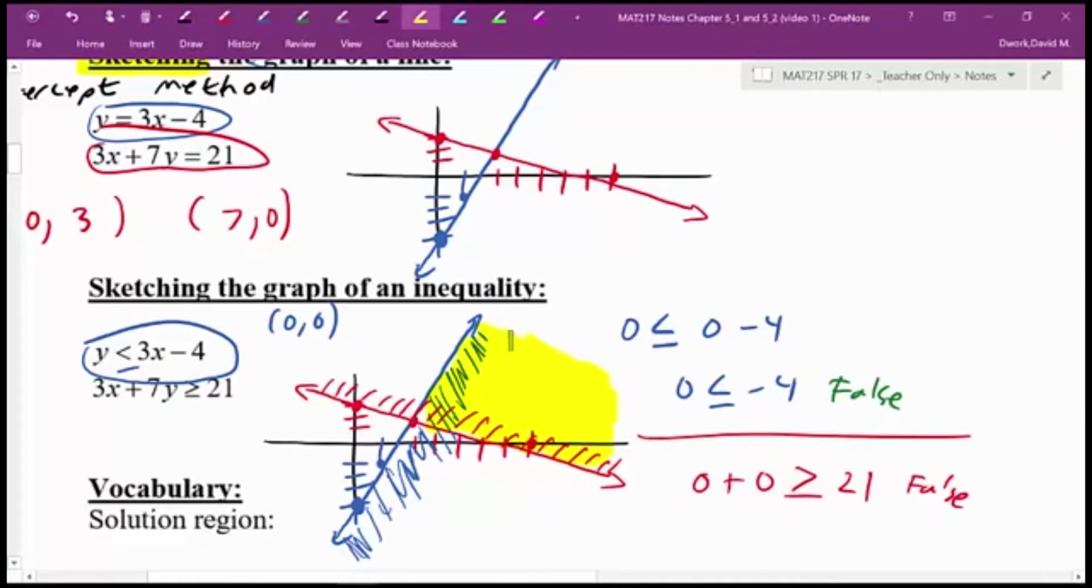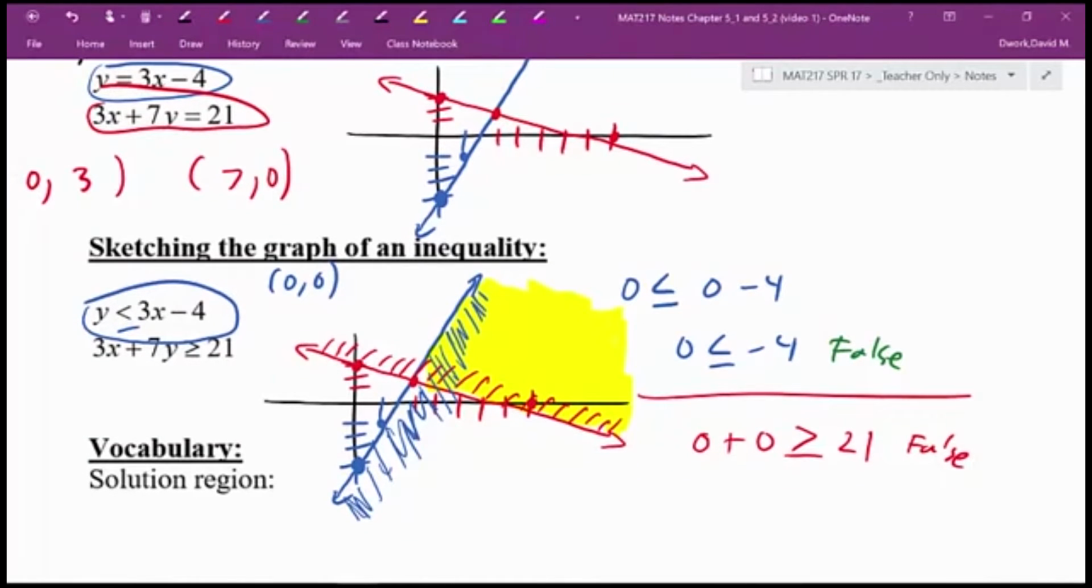Now, depending on what system you're in, for example, if your class is using WebAssign, they do it backwards. Instead of shading the solution region, they shade everywhere else. So just look out for that. But if you're in MathAS, for example, they shade the solution area. So just pay attention to what system you're in, and you do it the way that you're comfortable with in your online math homework system. Just pay attention to what they're doing.